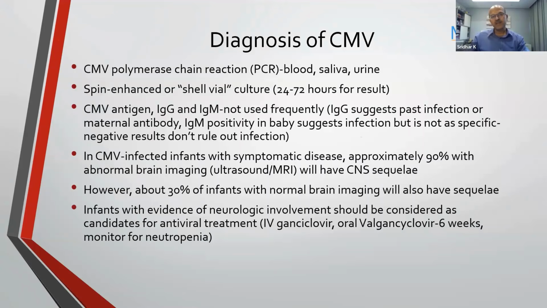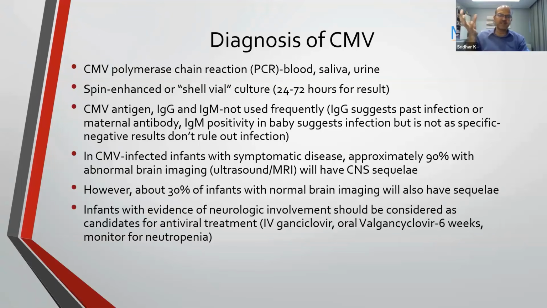The diagnosis is made by the PCR on the blood, saliva, or urine. You can also use a shell vial culture, which gives you the results within 2 to 3 days. And IgG, IgM, as I said, is not used frequently, though that may be the only test available to you.